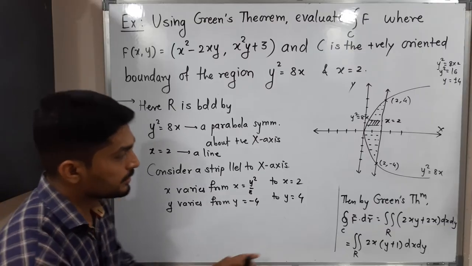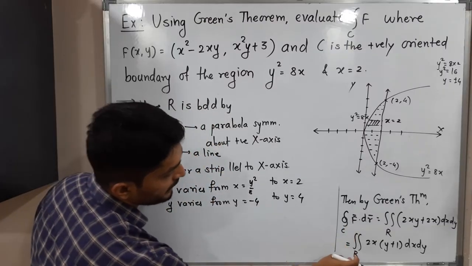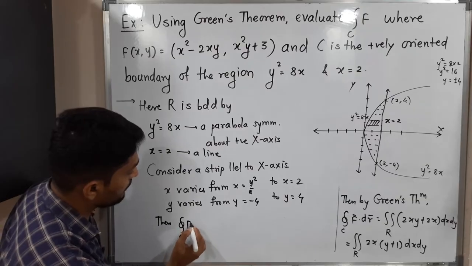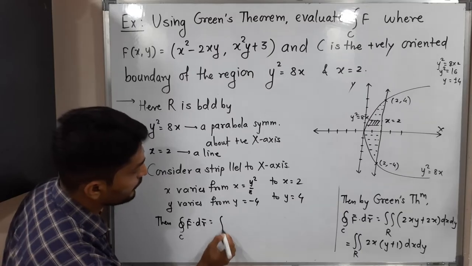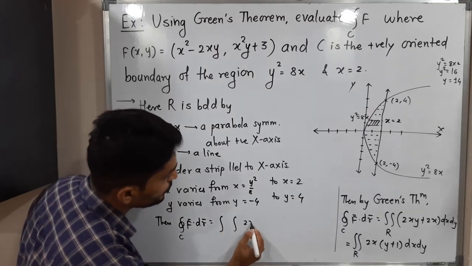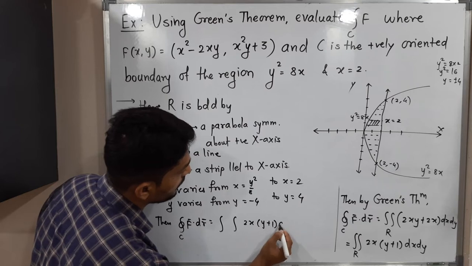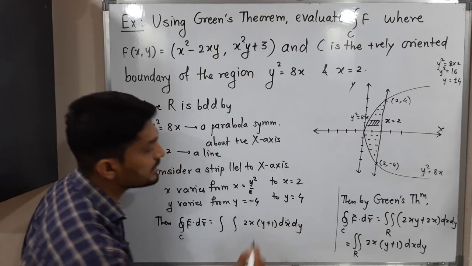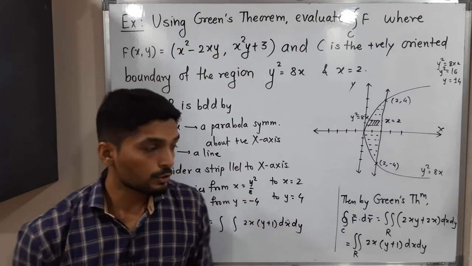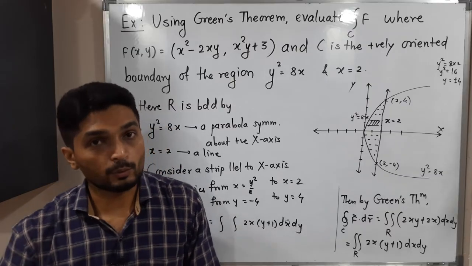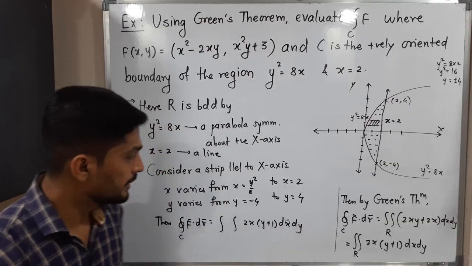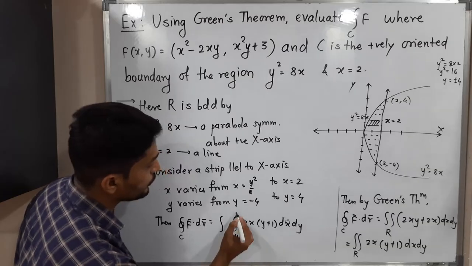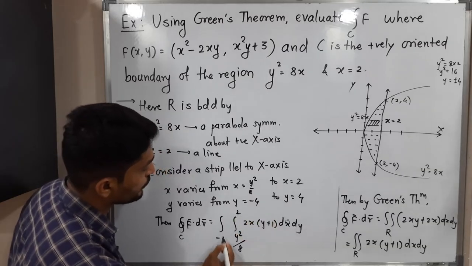Okay, so yes, we were here. So let us continue. Then integration over C of A bar dot dr bar is equal to double integration of (2xy plus 1) dx dy. I should write dx dy since we have considered a strip parallel to the x-axis. So that's why the inner integration is with respect to x and the outer integration with respect to y. So x has limits y square by 8 to 2, and limits of y are minus 4 to 4.